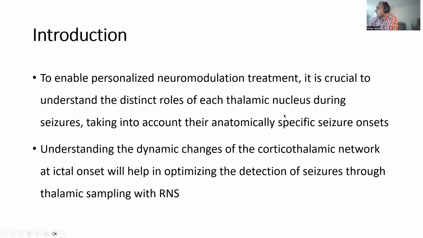Now, to enable personalized neuromodulation treatment, it is crucial to understand the distinct role of each thalamic nucleus during seizures, taking into account their anatomically specific seizure onsets. And understanding the dynamic changes of the corticothalamic network at ictal onset will help in optimizing the detection of seizures through the thalamic sampling with the RNS. So the more we know about the different thalamic nuclei and their corticothalamic networks, the more we're able to personalize or individualize each person's treatment, especially with RNS.